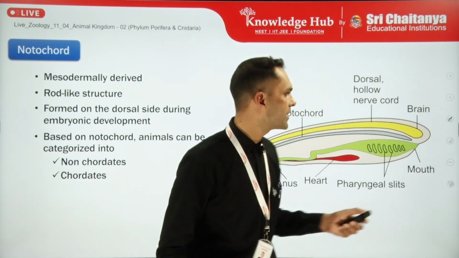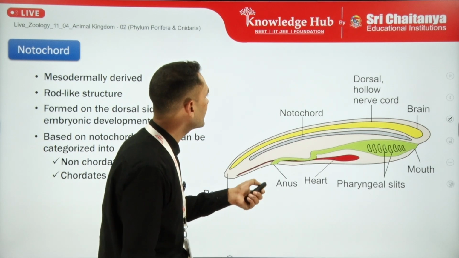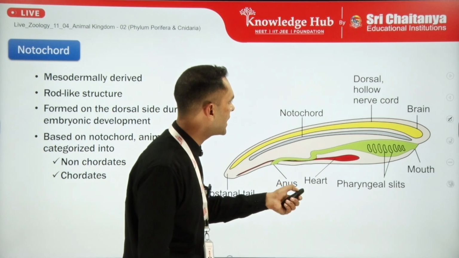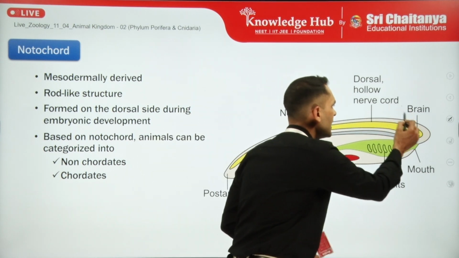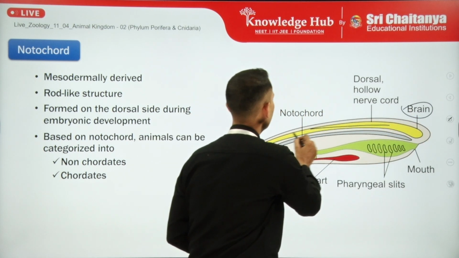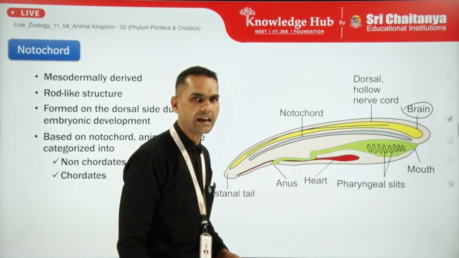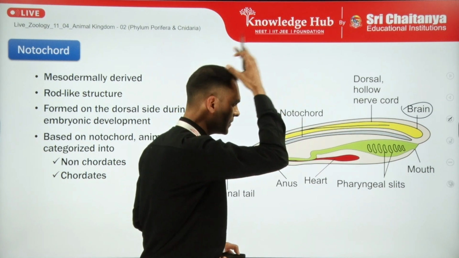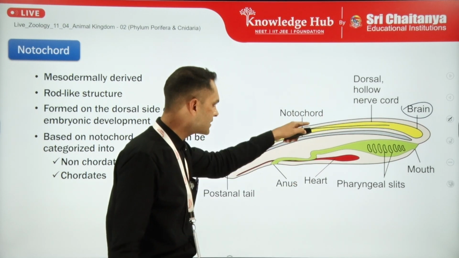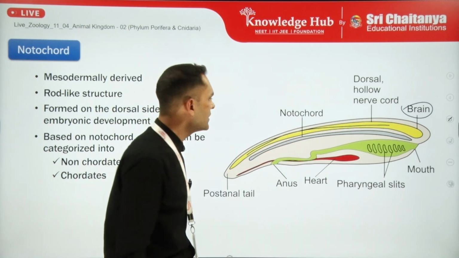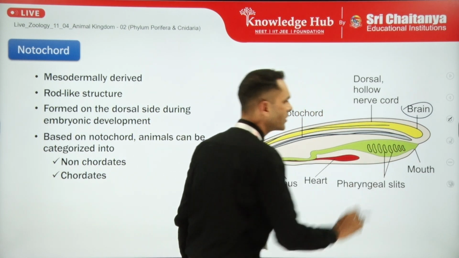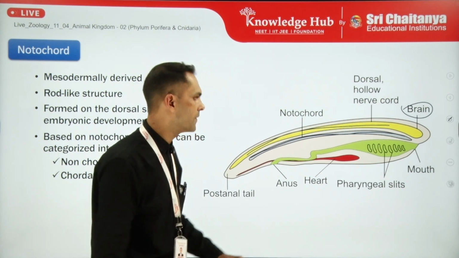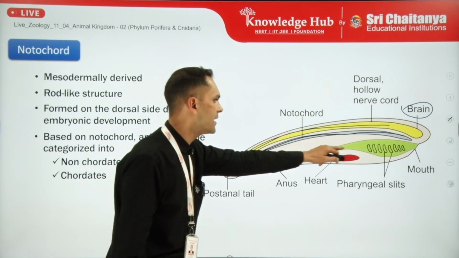So in the diagram you can see that this is the dorsal hollow nerve cord at the very top. The anterior part is forming the brain, and the rest is developing as the nerve cord, like we have the spinal cord and brain. And below this dorsal hollow nerve cord, there is a tube of mesodermal origin which is termed the notochord. So it provides endoskeletal support and it is above the alimentary canal.